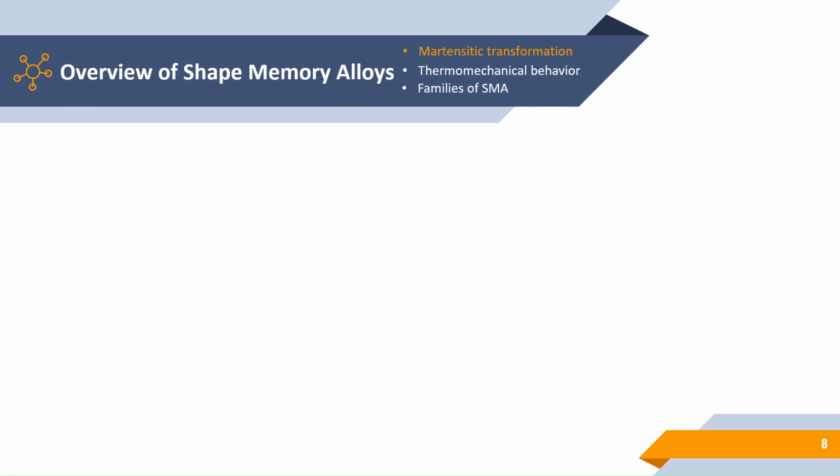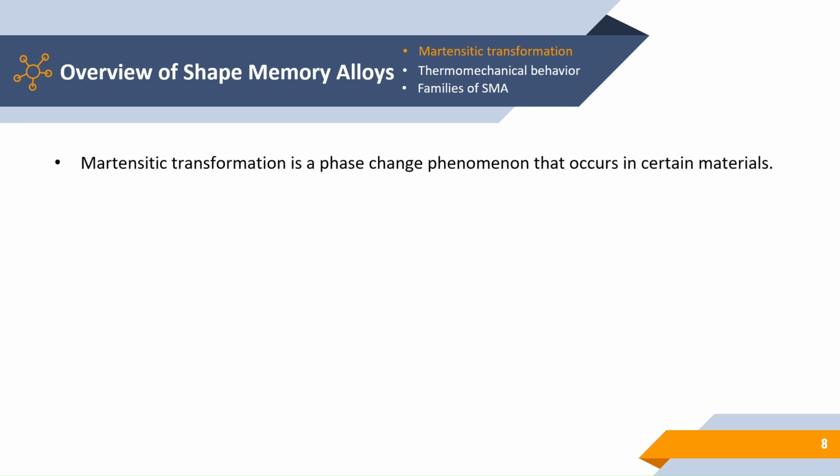Now let's explore the concept of the martensitic transformation, one of the most popular terms in the shape memory alloy field. The martensitic transformation is a phase change phenomenon that occurs in certain materials, and it was named after the German metallurgist Adolf Martens, who first described this transformation.